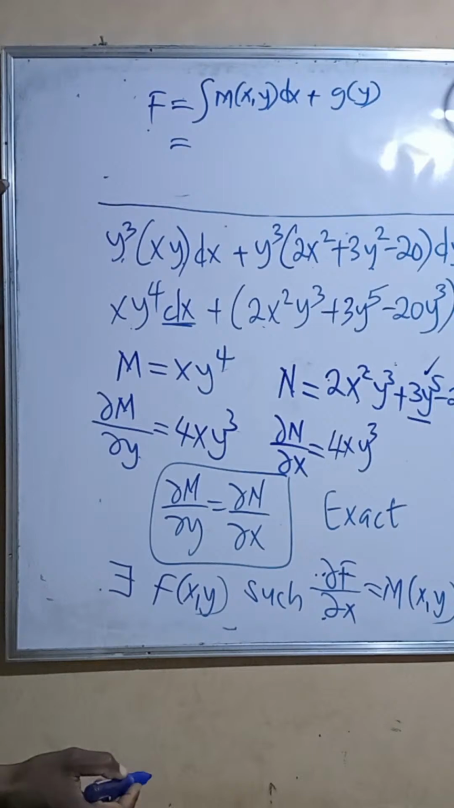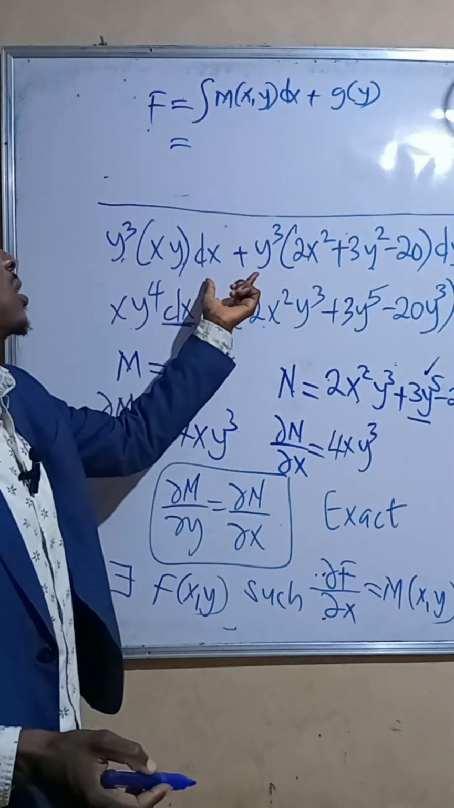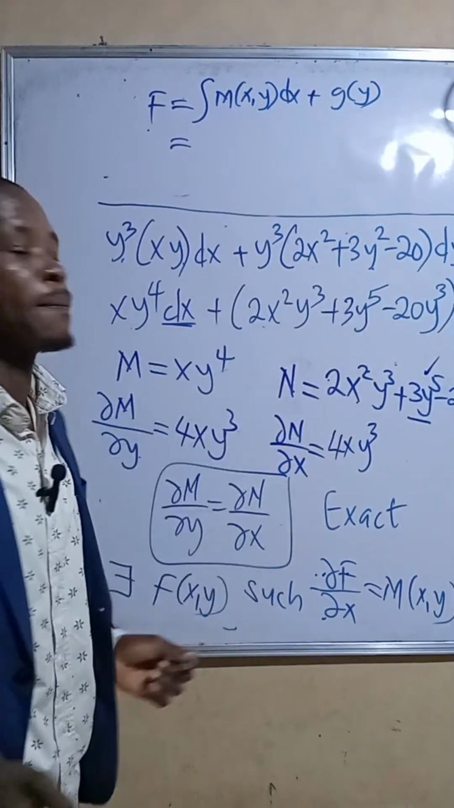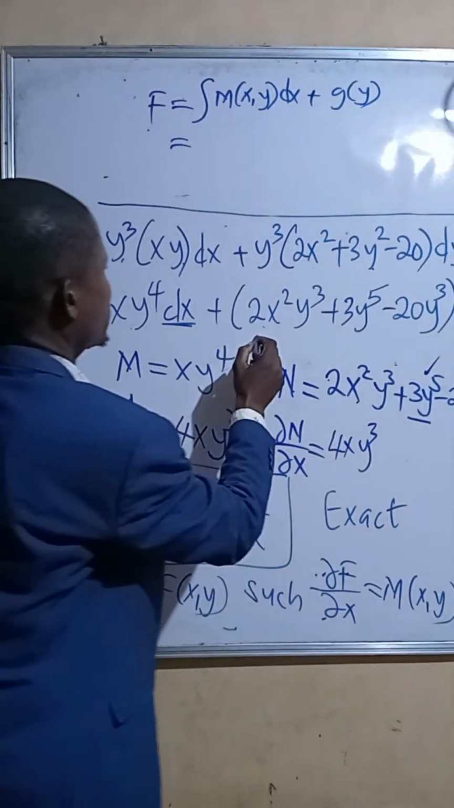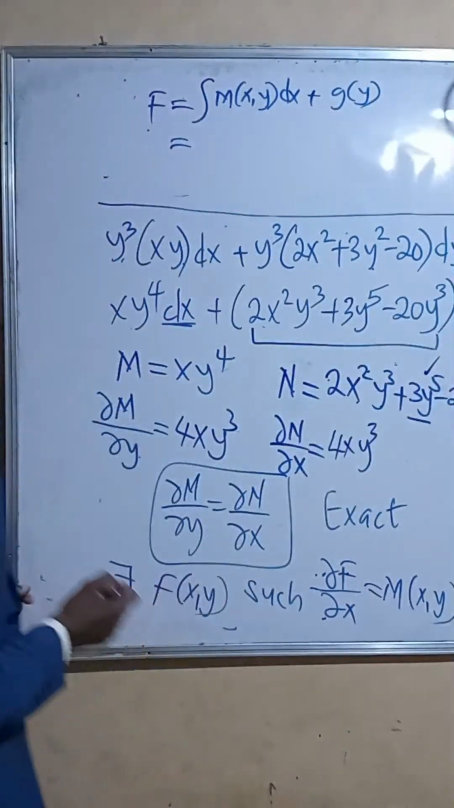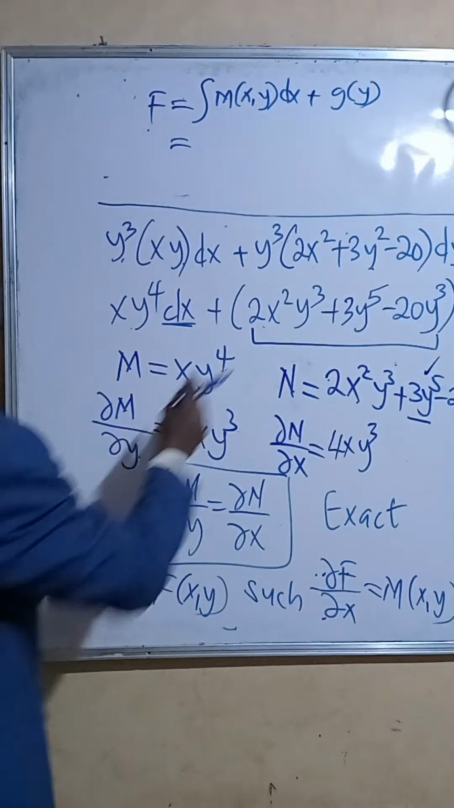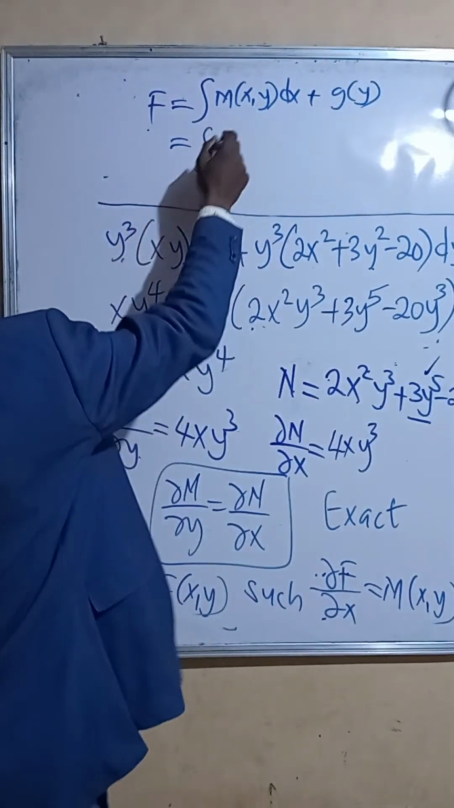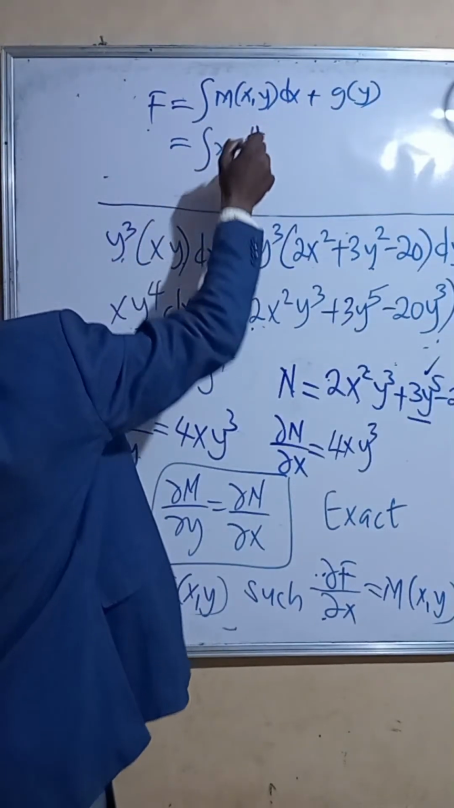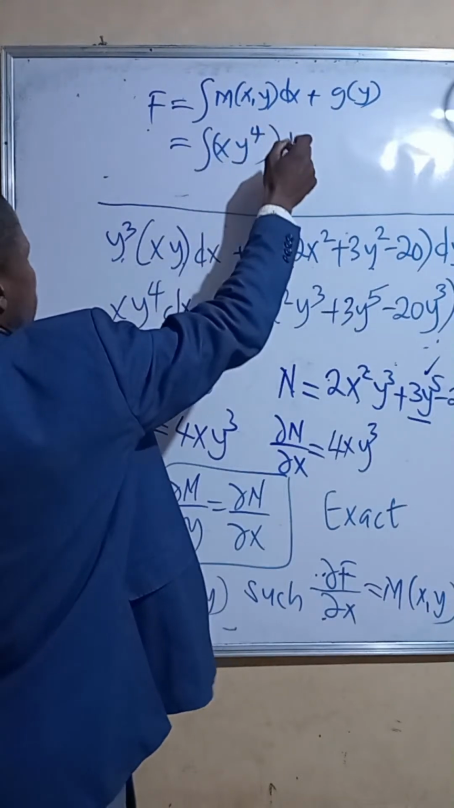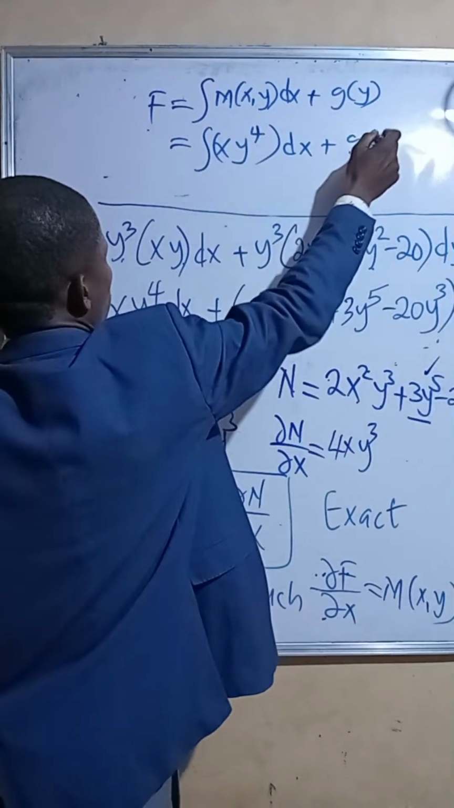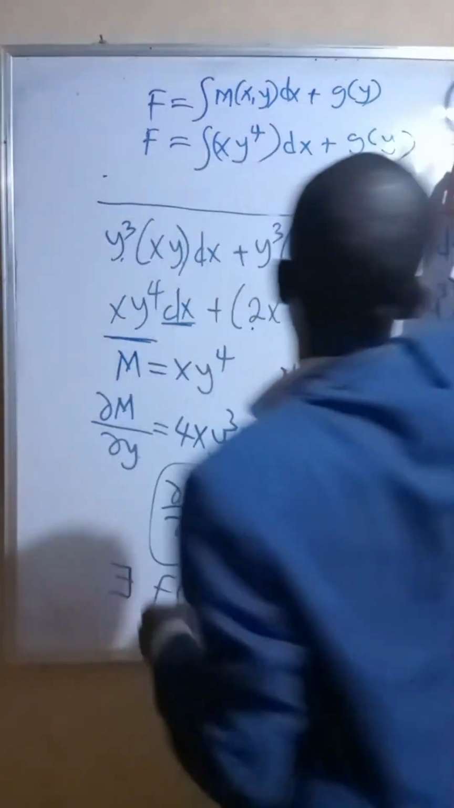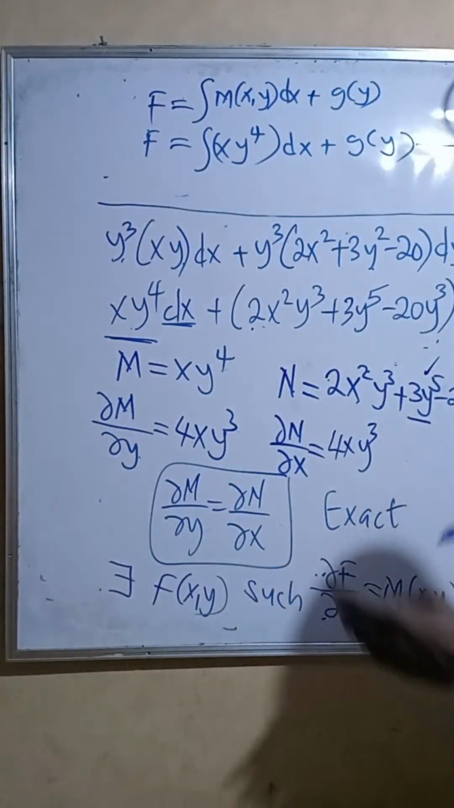Let's make our M. So we now go to the new equation which you have used the integrating factor to multiply. So this is my M. That's the integral of x times y to the power 4 dx plus g of y. So call this equation 1.